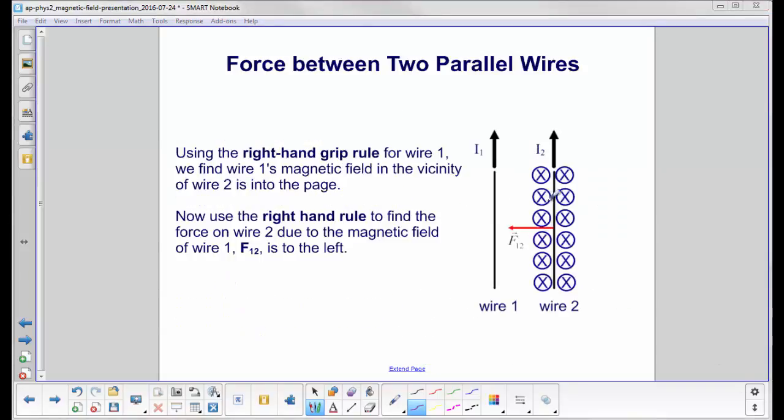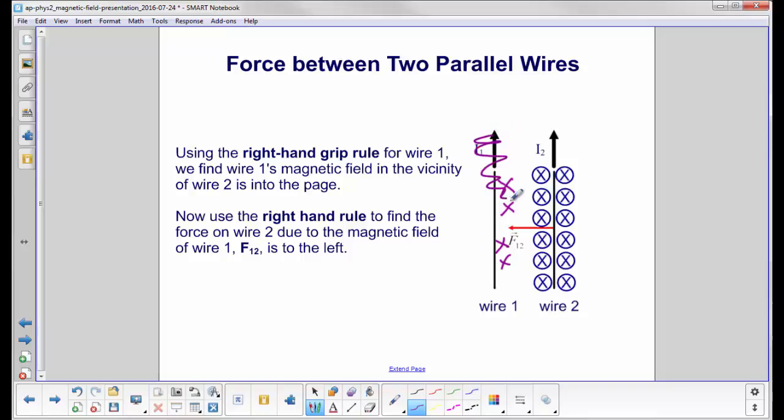If we want to find the force on wire 2 exerted by wire 1's magnetic field, we have to find out what direction the magnetic field is over here due to wire 1. Use the right-hand grip rule. Put your thumb in the direction of I1 and then curl your fingers about the wire, and you'll find that your fingers go into the page like that. So we now know that the magnetic field to the right of wire 1 is into the page.